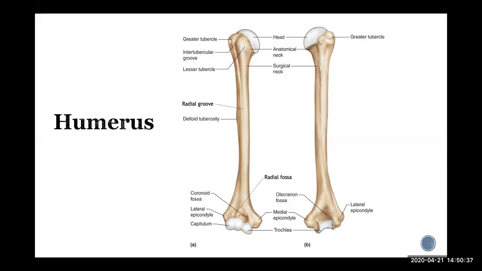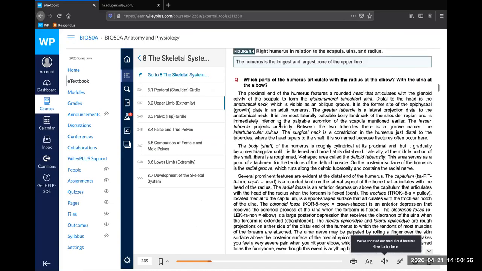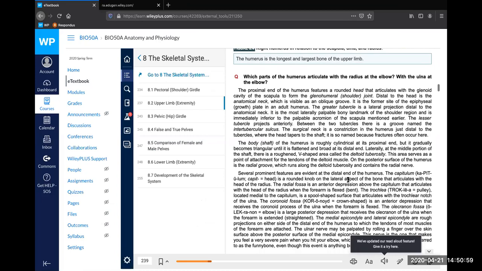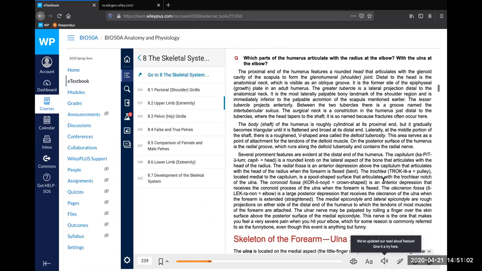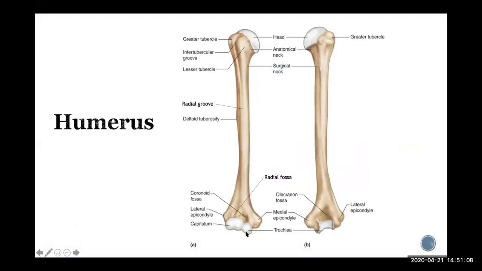So we'll see in a second the end of the radius that's going to be interacting with the capitulum of the humerus. And along the same lines, the trochlea, a spool-shaped surface, articulates with the trochlear notch of the ulna. So this is where the other lower arm bone interacts with the humerus. So your two lower arm bones are going to interact at the capitulum and the trochlea, the radius interacting at the capitulum, and the ulna interacting at the trochlea.